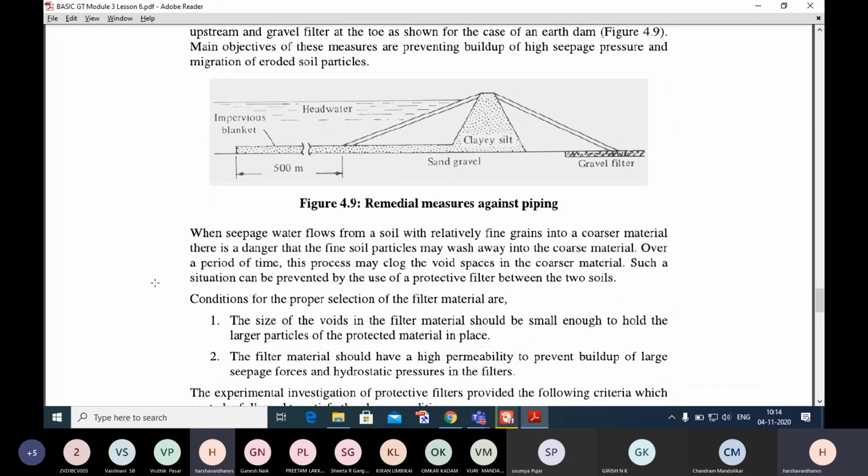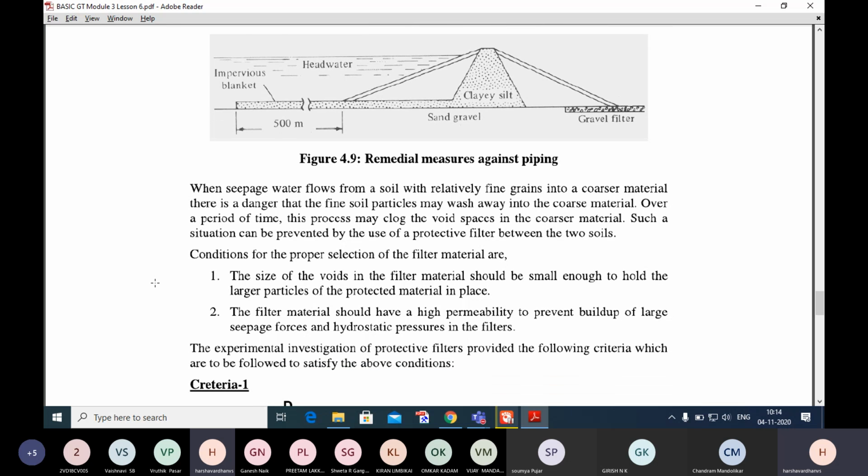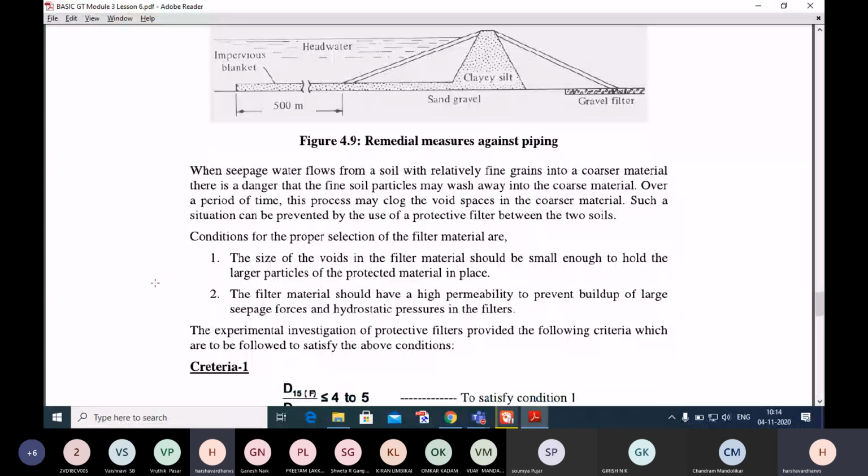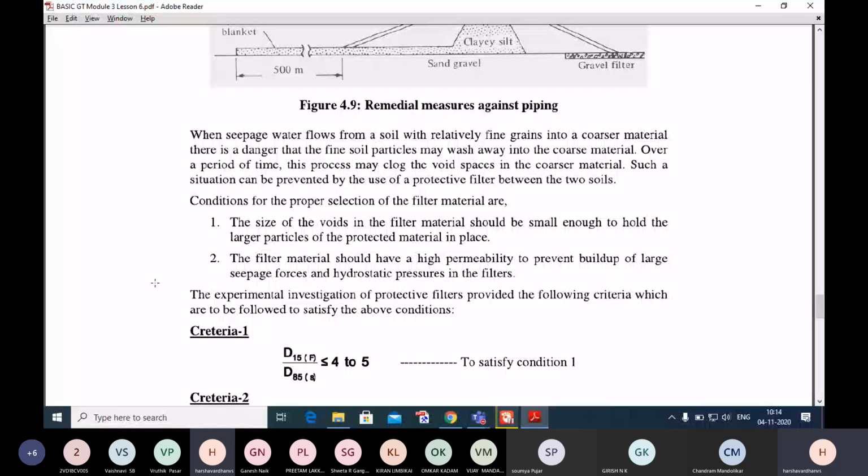How to design a filter? There is not a specified procedure to design the filter, but there are some criteria using which we can design the filter, or using which we can select the materials to construct the filter. Okay, the conditions for proper selection of material.